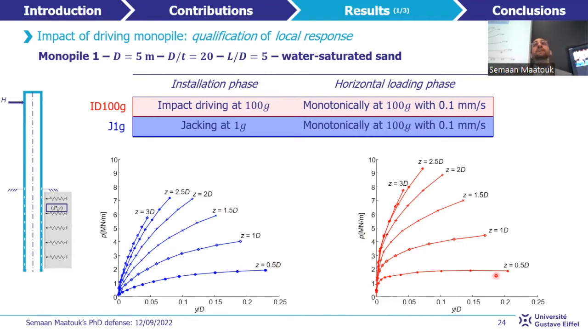So the increase of the initial stiffness for the ID100G test can be explained by an increase of the horizontal stresses generated along the shaft of the monopile during its installation by impact driving, compared to the case observed during the installation as a wished-in-place monopile. However, this increase of the radial stresses is localized in a zone close to the monopile. This is why, for high loading amplitudes, mobilizing the soil far away, the difference of the soil reaction between both tests is decreased.